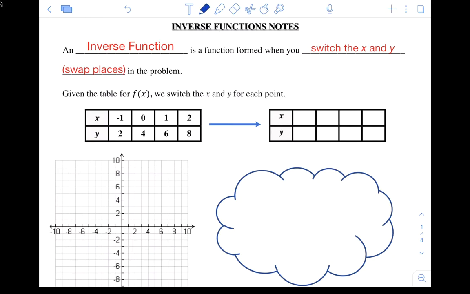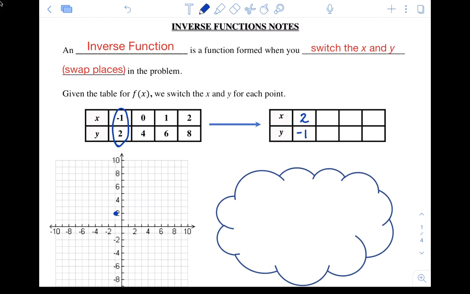When you do this graphically, it's actually quite simple. You're literally going to switch the x and the y spot as an ordered pair. So, for example, this first ordered pair from the table, negative 1, 2, is located here at negative 1 on the x and 2 on the y. When you find an inverse, you literally switch the x and the y spots. So the 2 becomes the x coordinate and the negative 1 becomes the y coordinate.